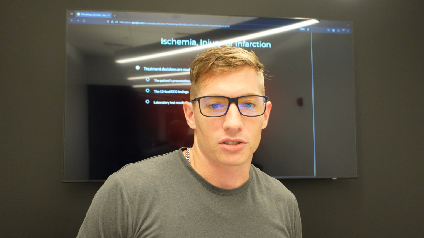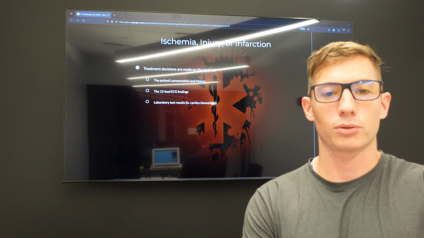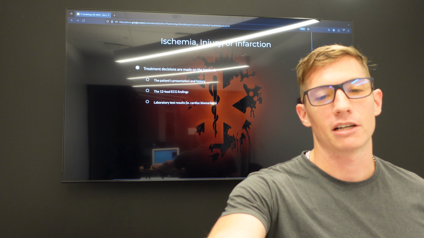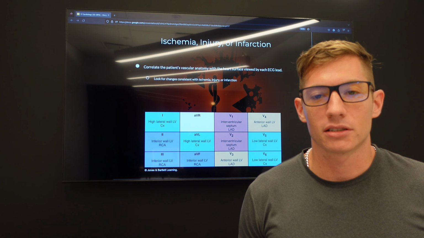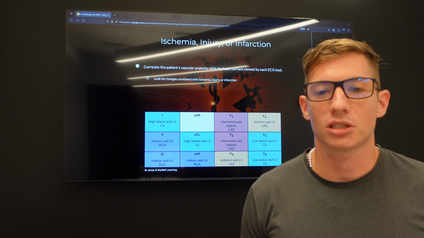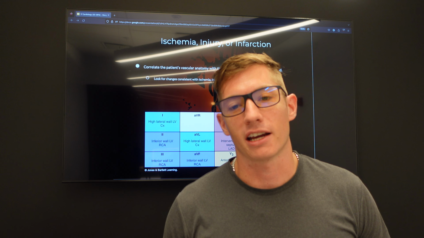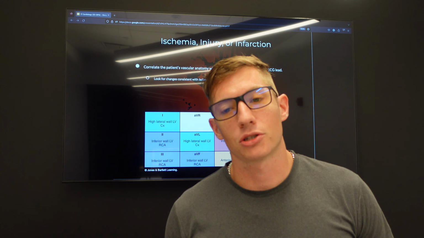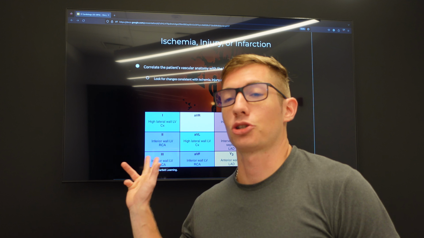Treatment decisions are made on the basis of the patient's presentation and history, the 12-lead EKG findings, and any laboratory test results such as cardiac biomarkers. Correlate the patient's cardiovascular anatomy and the heart surface viewed by each EKG lead. Lead groups enable you to localize the EKGs in areas that show changes consistent with ischemia, injury, or infarction. This has been on the test, and I struggle with this.